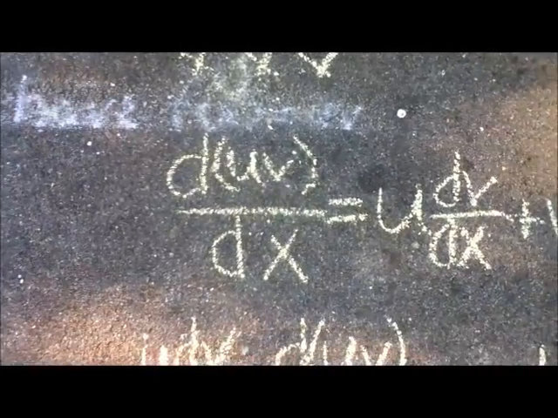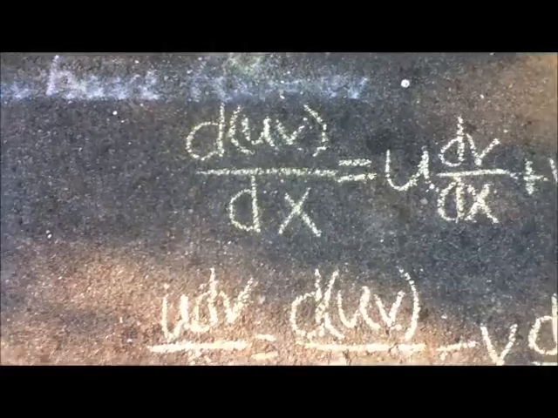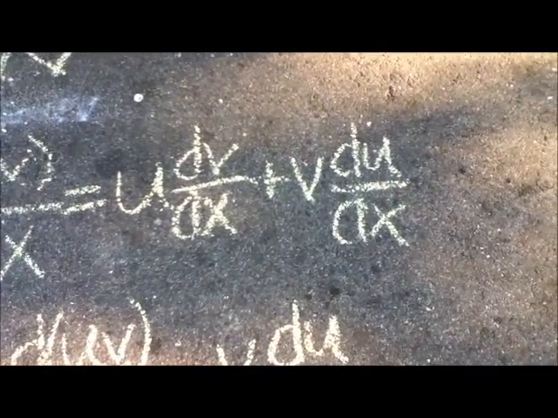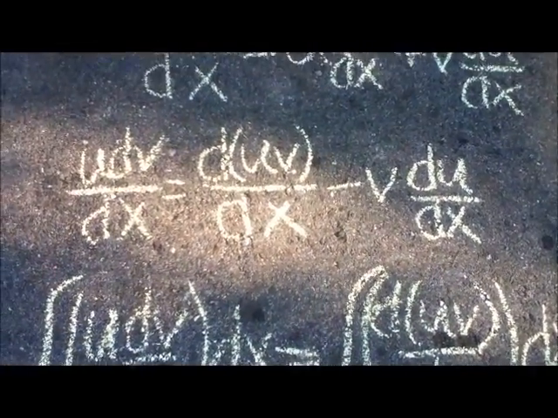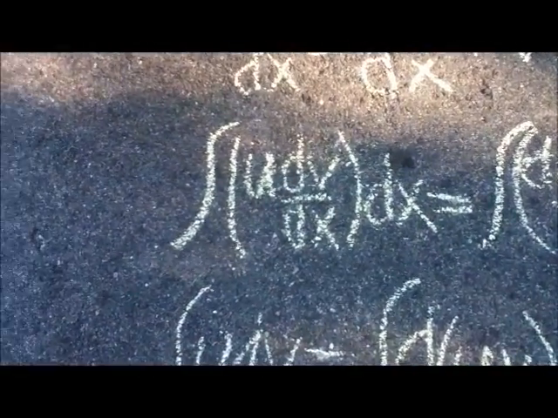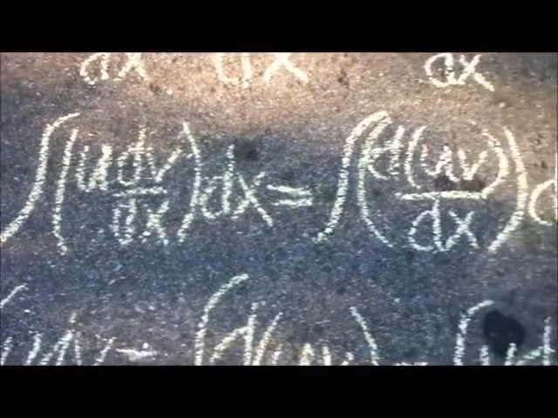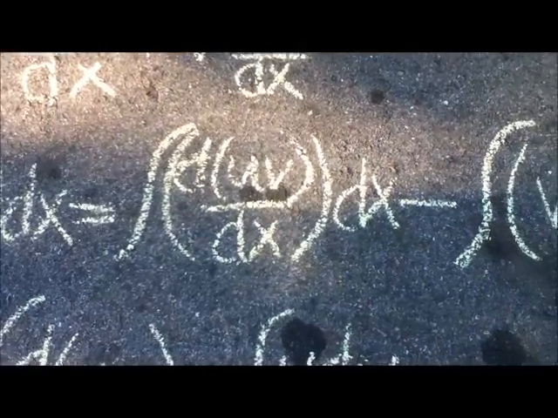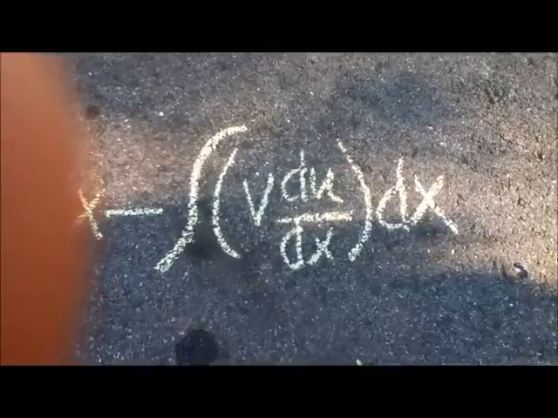When you have uv as your function, you do the derivative of uv equals u times the derivative of v plus v times the derivative of u. Then you want to separate the equation out and then integrate each side. So you get the integral of u times the derivative of v dx equals the integral of the derivative of the quantity uv times dx minus the integral of v times the derivative of u dx.